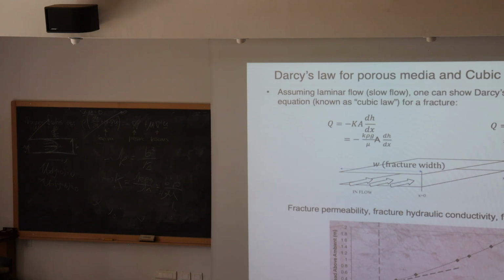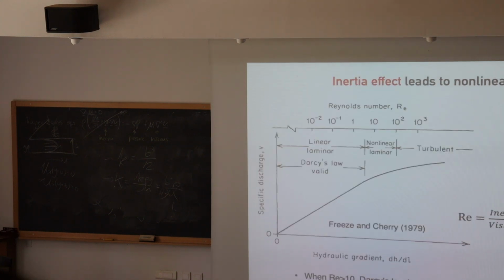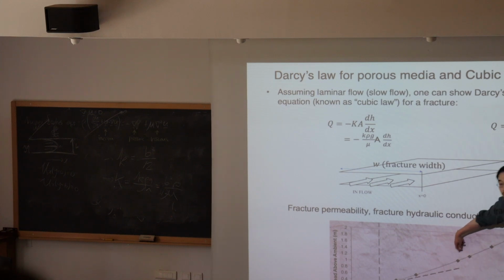You see the emergence of the inertia effect. The axis is reversed compared to this plot here: here Q is on the y-axis and the hydraulic gradient is on the x-axis. The other plot is just reversing the axes, so that's why the curve is going up. But this shows the indication of fracture conductivity decreasing as the inertia effect kicks in.